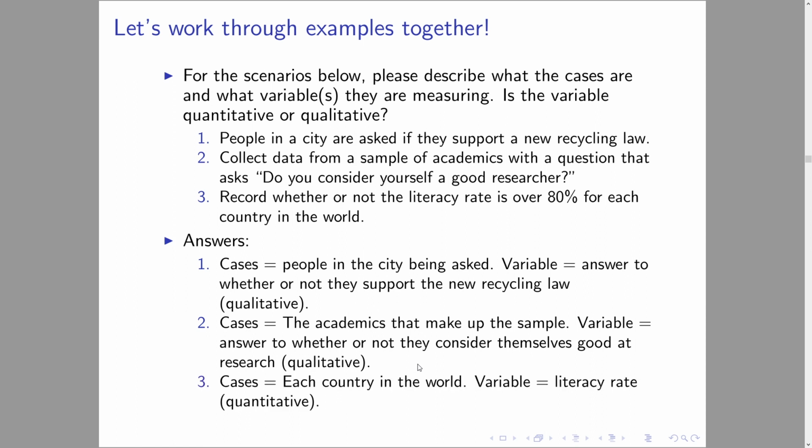And for the third example, the cases in this case would be each country in the world because we're recording whether or not literacy is over 80% or not for each country in the world. So those would be our observations. And the variable in this case is the literacy rate, which would be a percentage. And because it's a numerical quantity, it's a quantitative variable.